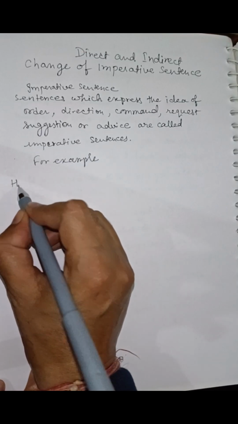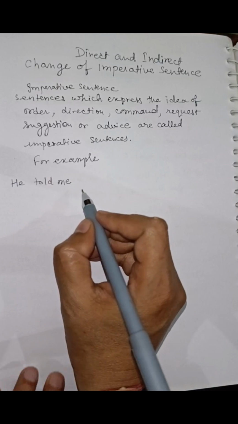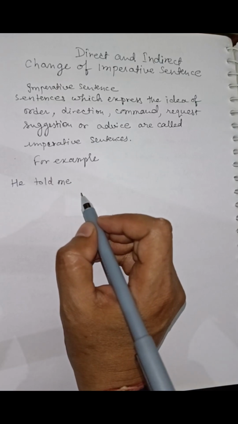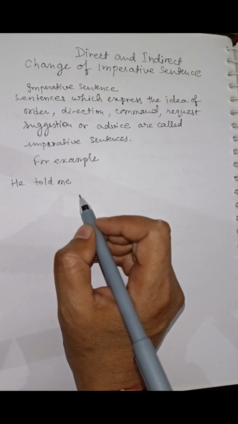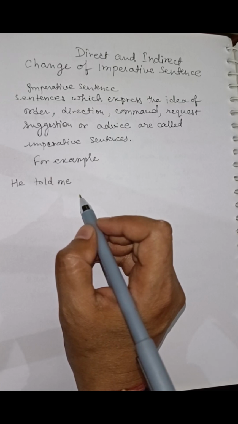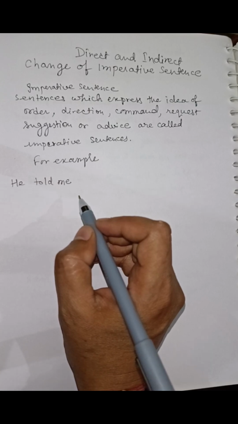Generally in this, the reporting verb said to will be changed according to the mood of the sentence, what the sentence indicates within the imperative sentence, whether it is an instruction or it is a command. Accordingly we will use the word requested or commanded in place of said to.